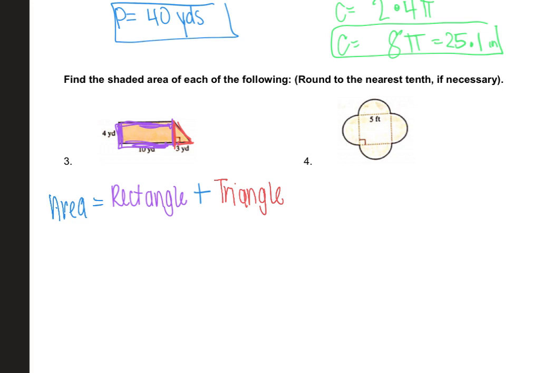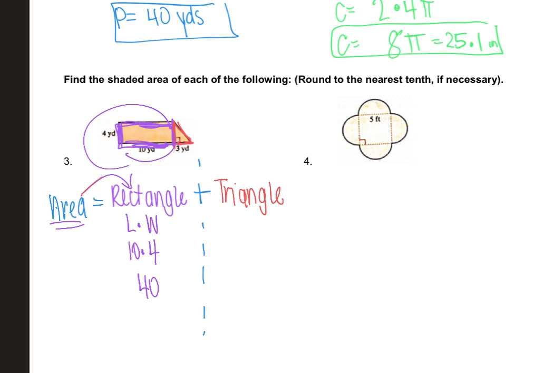Now, I'm going to keep these separate for a minute because now I come over here and I say, well, the area of a rectangle is length times width. If I look at this rectangle only, I have 10 times 4, which is 40. I'm going to leave my units out of it for a minute.